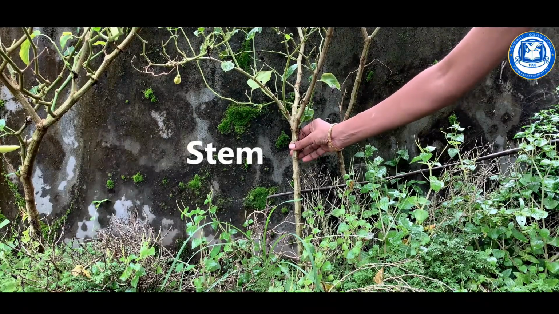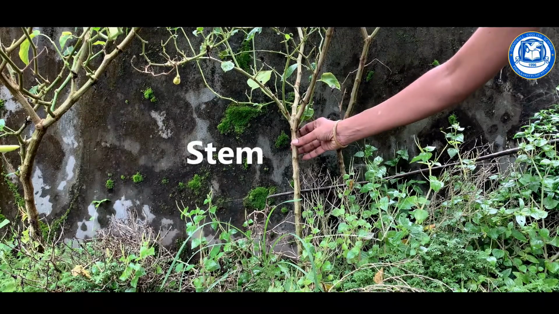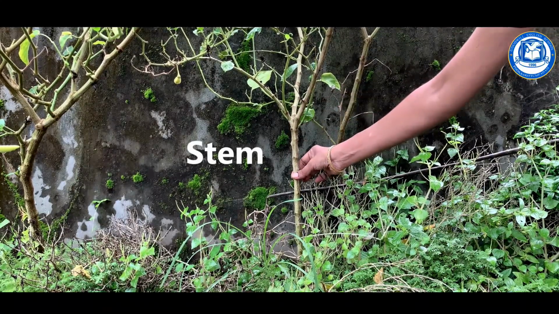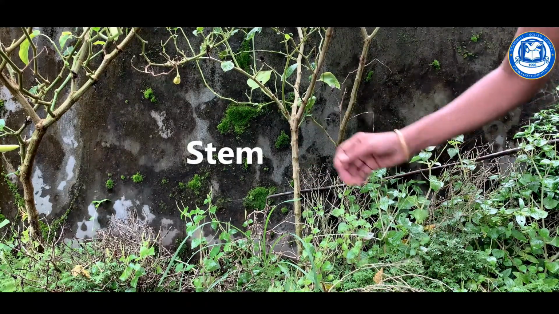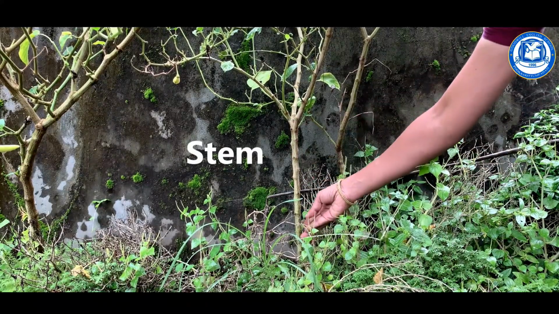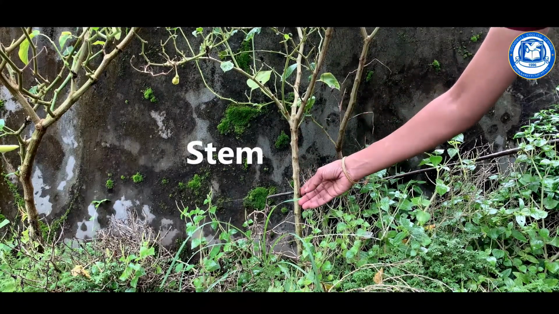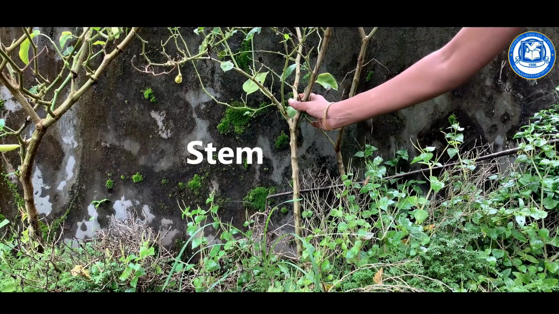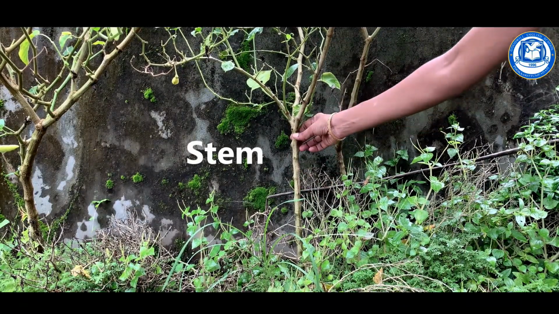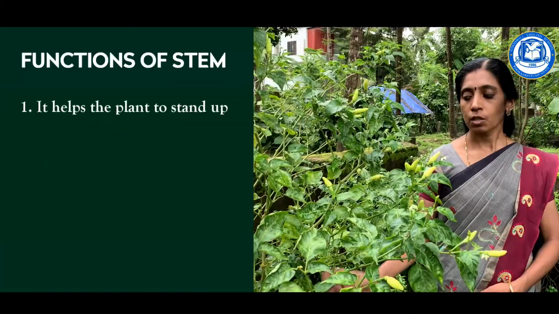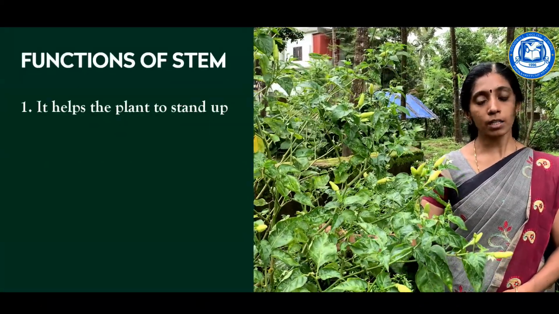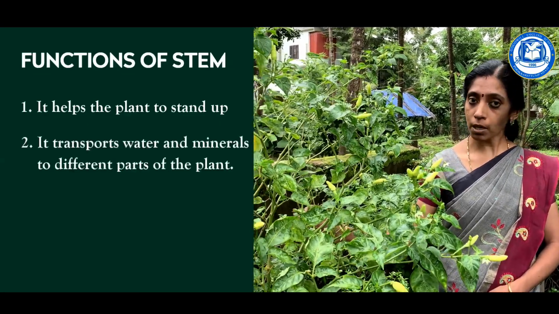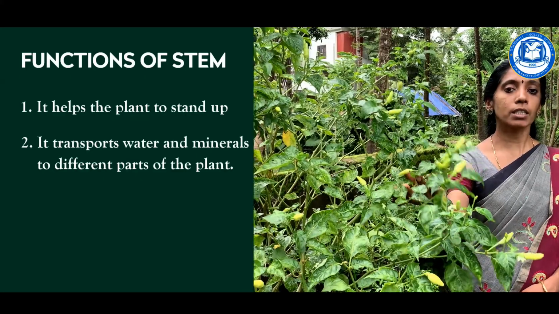The stem helps the plant to stand up. It is a part which is helping the plant to stand straight. If there is no stem, the plant cannot stand. The next function is it transports all the minerals and water absorbed by the root to the different parts of the plant. So transportation is the second function of the stem. So the important functions of the stem are it helps the plant to stand up, it transports the minerals and water to different parts of the plant, and also it bears the other parts of the plant.